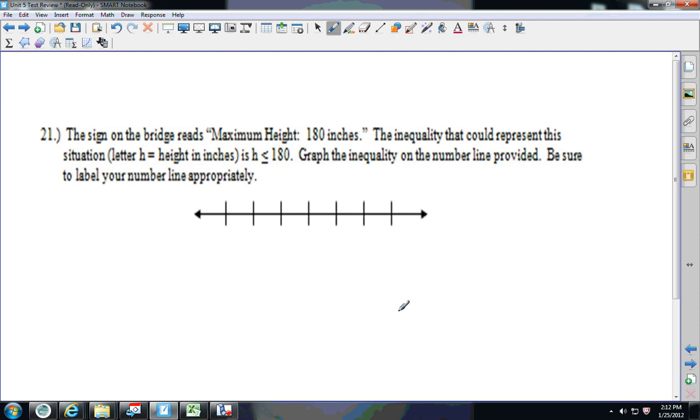21. The height on the bridge says the maximum height is 180 inches. The inequality could represent this as h is less than or equal to 180. Graph on the number line below. Be sure to label your number line appropriately. If I have 180 right here, if you're talking about height, talking about inches, you can have half an inch, 0.9 of an inch. So I would put a closed dot on 180 because it says equal to, and I would shade to the left. But actually, if you really wanted to get technical, I would stop at a certain number. What number would that be? I would stop at 0 because you can't have any height that's negative.